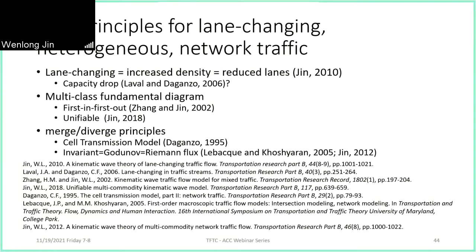On the multi-class fundamental diagram, when we have heterogeneous traffic, we need to consider whether there's a first in, first out principle. And another relatively new concept is unifiability. Basically, if we have heterogeneous vehicles together, do we still have one single fundamental diagram, one speed density relation, for the whole traffic? Then, of course, merge and diverge behavior is really important in networks.